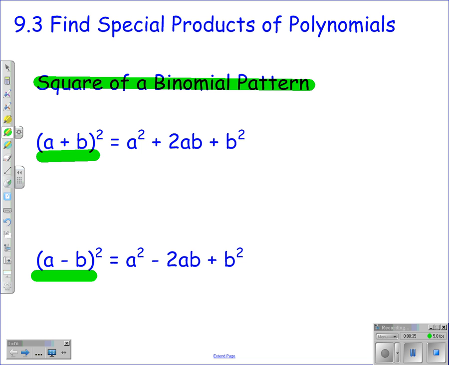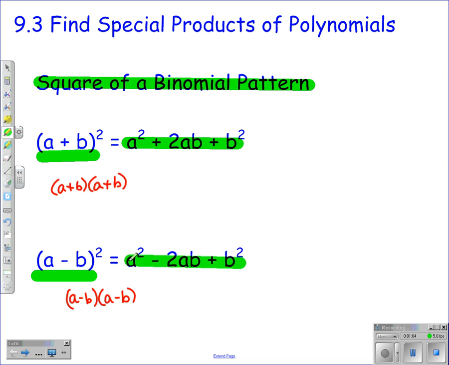And we can prove through foiling of these, showing that (a + b) times (a + b) is really equal to a squared plus 2ab plus b squared. We can also show through foiling that (a - b) times (a - b) is really equal to a squared minus 2ab plus b squared.